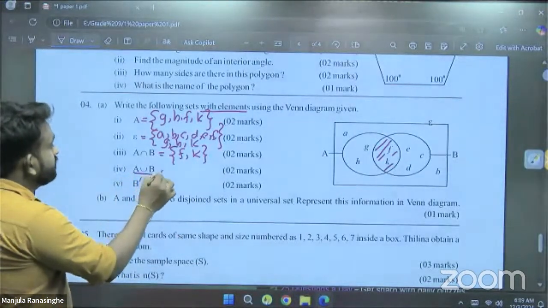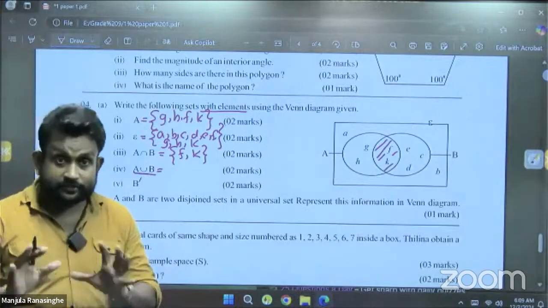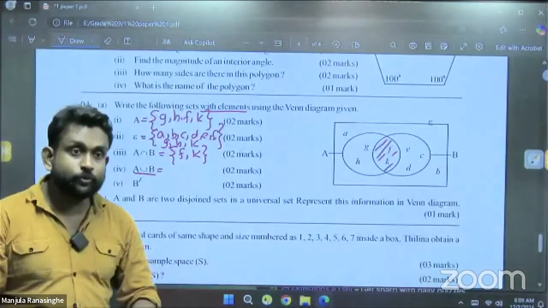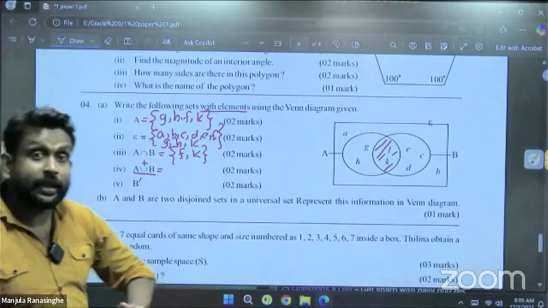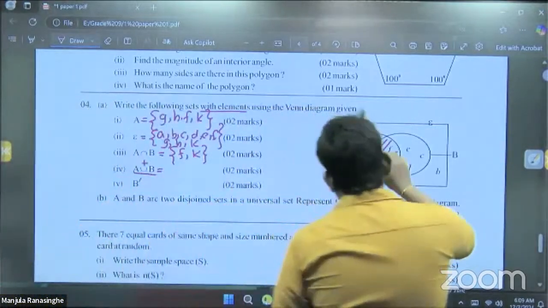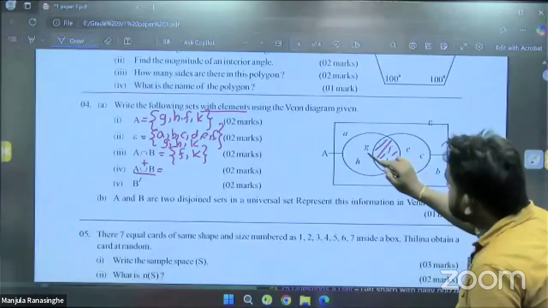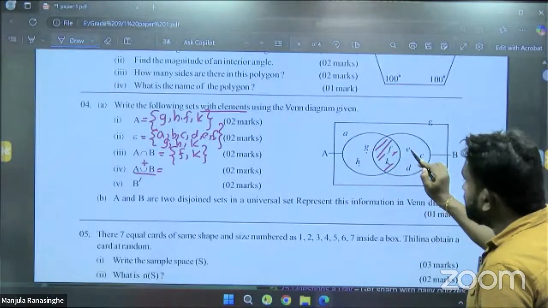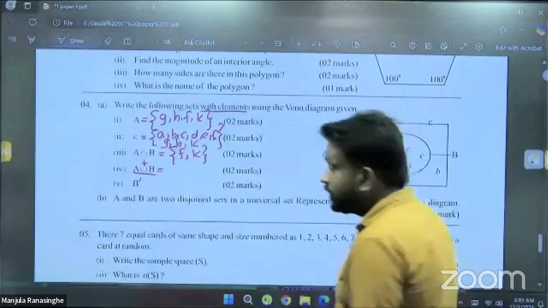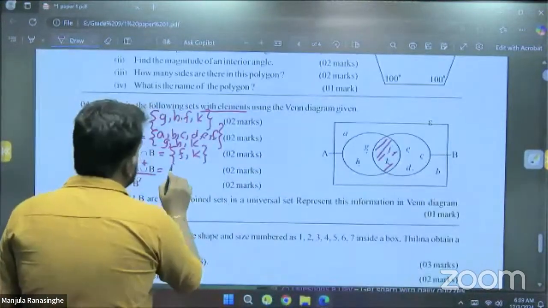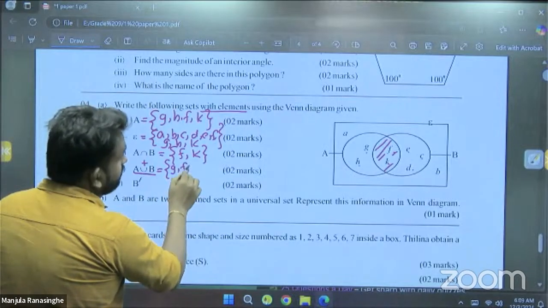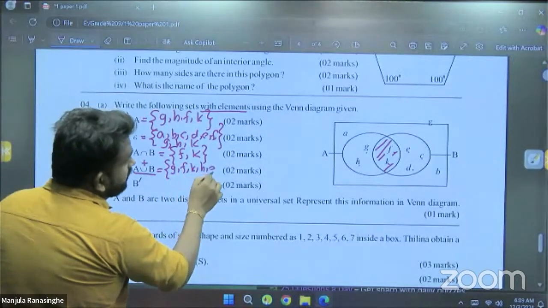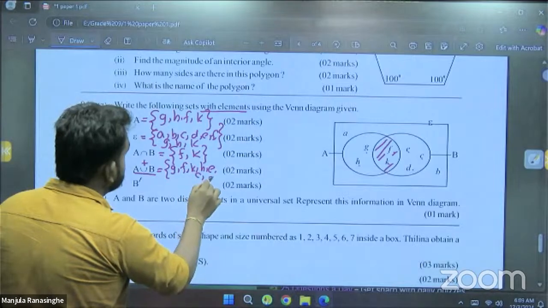Then A union B. Union means the sum of A and B. Union is like addition. Remember it that way. A plus B, everything of A plus B. A has G, F, H, K. Additionally, E, C, D. So A union B is everything of A and B together: G, F, K, H, then E, C, D.